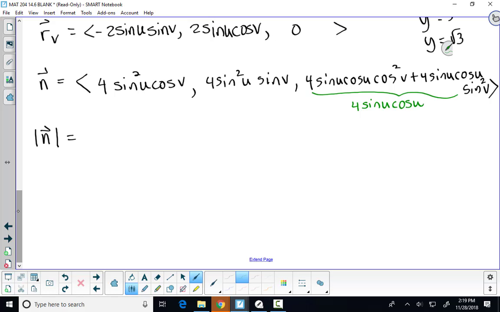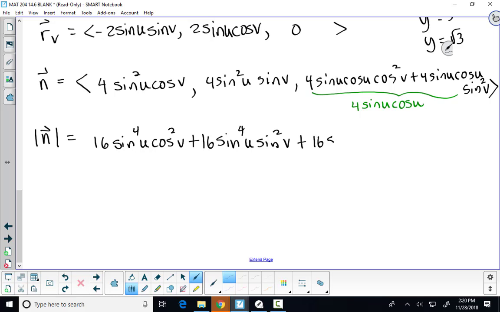All right. So then we square these. Thank goodness for that 0. Let's square this one. So we're going to get 16 sine to the 4th of u cosine squared of v plus 16 sine to the 4th of u sine squared of v plus 16 sine squared u cosine squared u, all to the 1/2.